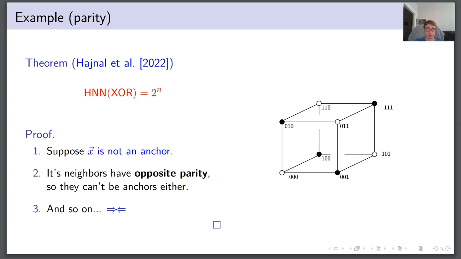And on the other hand, when we require Boolean anchors, it turns out that the best we can do is the trivial representation. So every single possible input point must be an anchor.